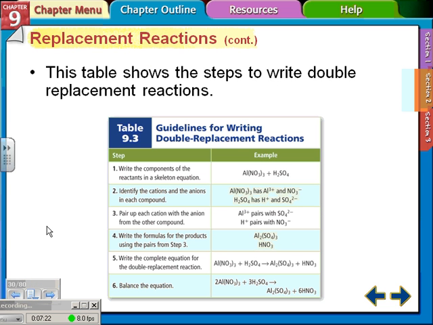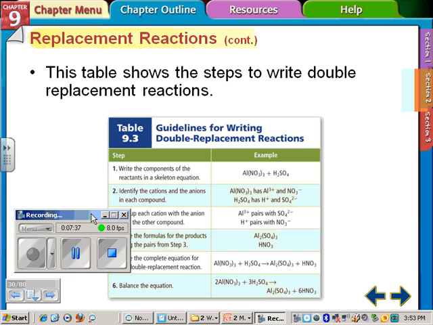So this table here shows some steps to writing double replacement reactions, and we're going to go through this in detail together in class. And I'm actually going to do this on a separate recording. I'm going to show you how to write these double replacement reactions.